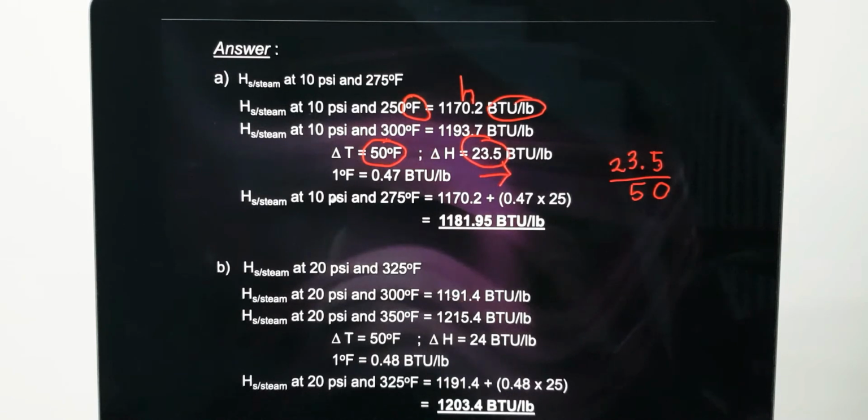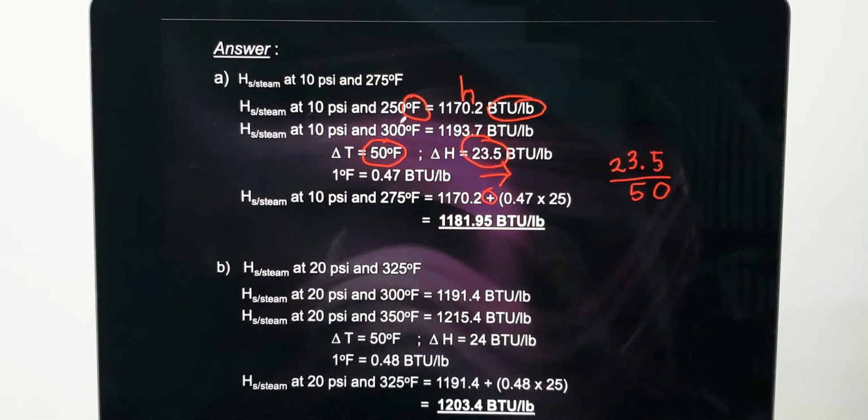Okay, and then after that, proceed to the calculation to solve the problem statement. Enthalpy of superheated steam at 10 psi and 275 degrees Fahrenheit. I use this value from 250 degrees Fahrenheit because it is easier for me to comprehend and to calculate. Between 250 and 275 degrees Fahrenheit, this is an increment of temperature. Increment of temperature means that I need to add to the value of the enthalpy because it's getting hotter. So I need to add.